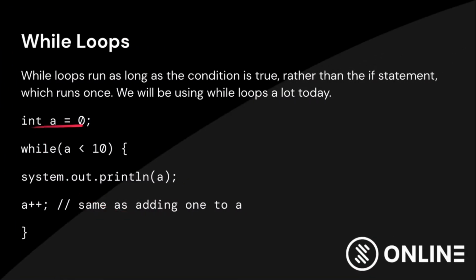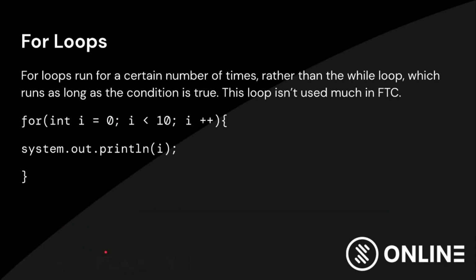So right here, like I said, this will run 10 times, but you might as well use a for loop. However, while loops are a lot more common in FTC than for loops are. So a for loop runs for a certain number of times rather than the while loop, which runs as long as the condition is true. And this loop isn't run as much in FTC.